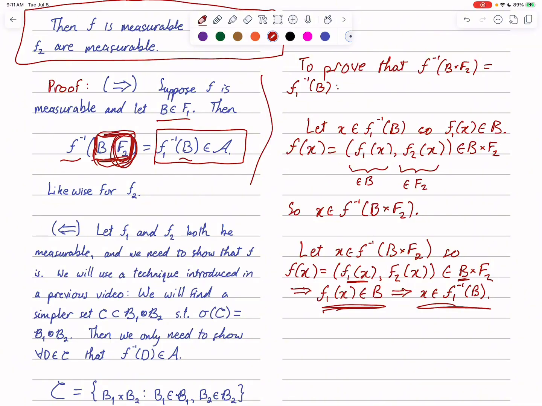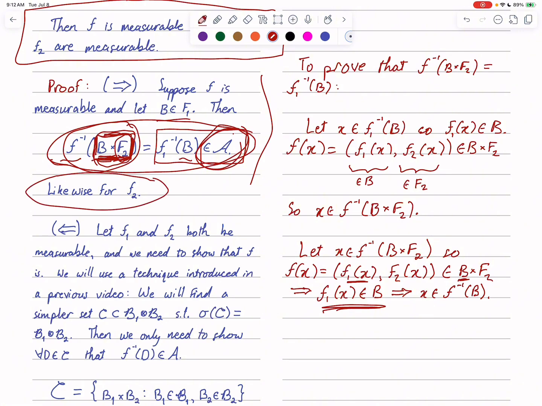Anyway, having done that, now that we have the equation, this basically shows us that this set is in A, because after all, f is a measurable function, and we're taking the pre-image of a measurable set, so you must get something measurable. It must be in A. So there you have it. That's the proof. This shows that f1 is measurable, and the proof that f2 is measurable is very similar.